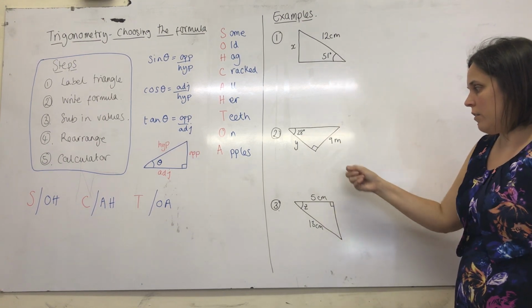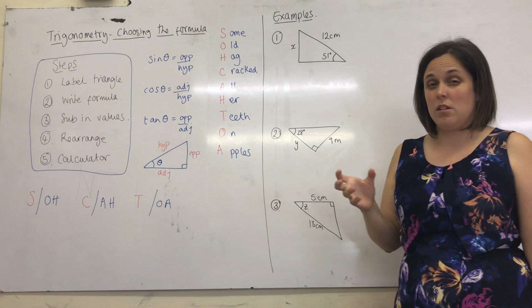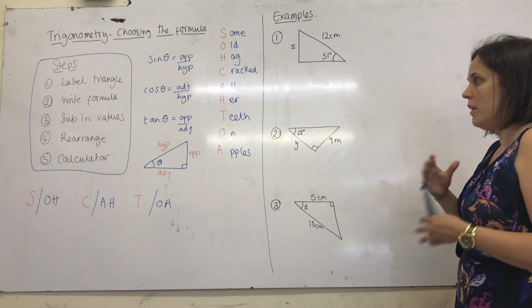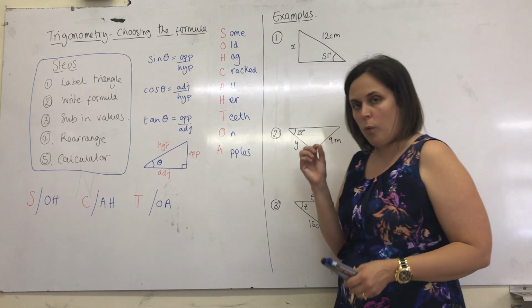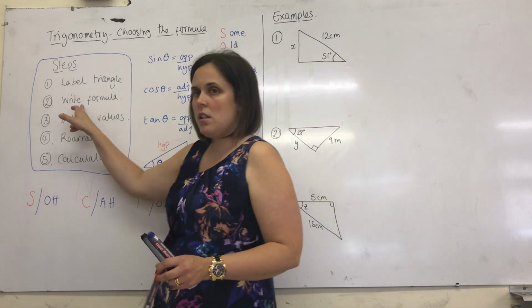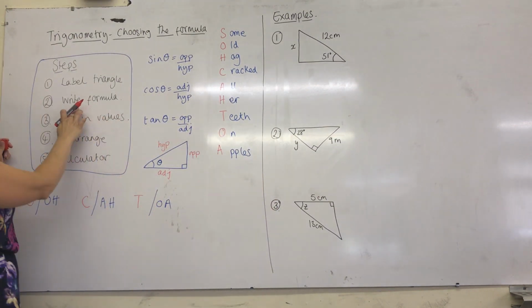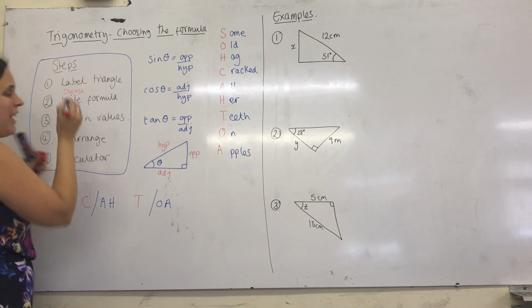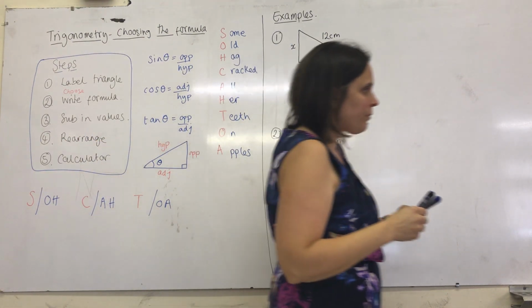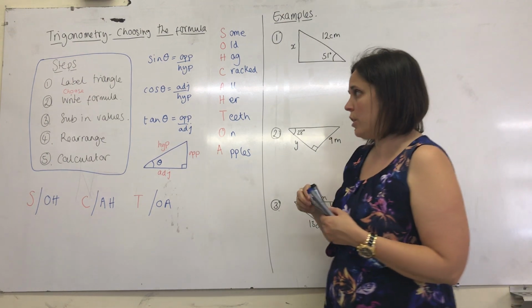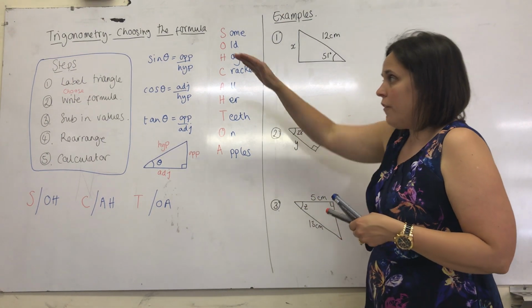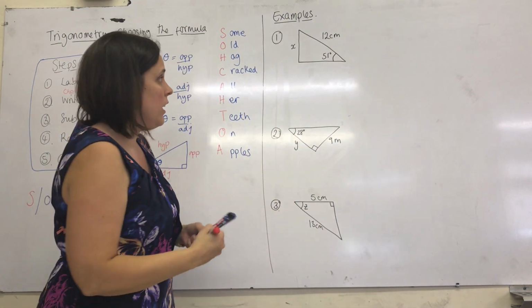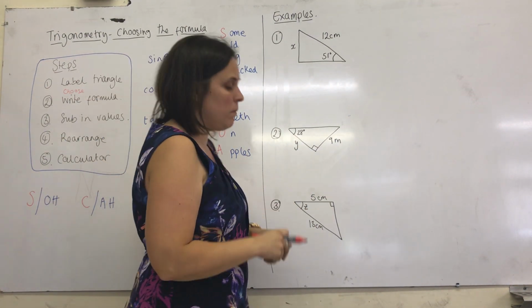What I'm going to do with you now then is go through these 3 examples, and I'm going to talk to you about how to solve them. But the first question is always going to be, which formula am I going to use? So I'm going to slightly change what's written here. Instead of saying just write the formula, we're going to choose and write the formula. So we've got to choose what we're going to do first. So the first step still remains the same. The first step with all these questions is to label the triangle.